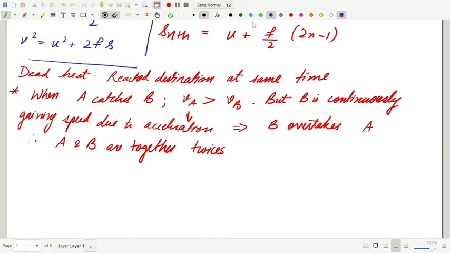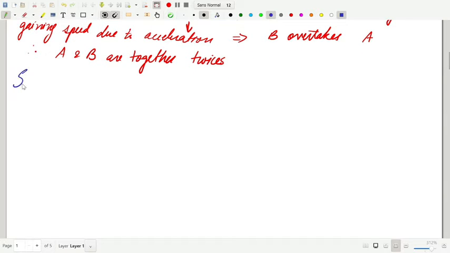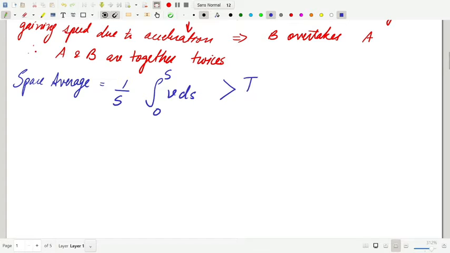Now, what do you mean by space average? It is equal to 1 by S, integral from 0 to S of V ds, and the space average is greater than the time average, which is equal to 1 by T, integral from 0 to T of V dt. This is the space average and time average of velocity.